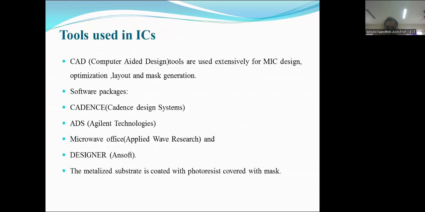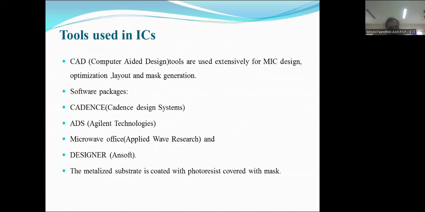What are the tools used in this type of ICs? That is CAD, Cadence, ADS, Microwave Office, then Designer. CAD is nothing but computer-aided design tools, used extensively for mesh design, optimization, layout and mask generation. It plays a vital role.